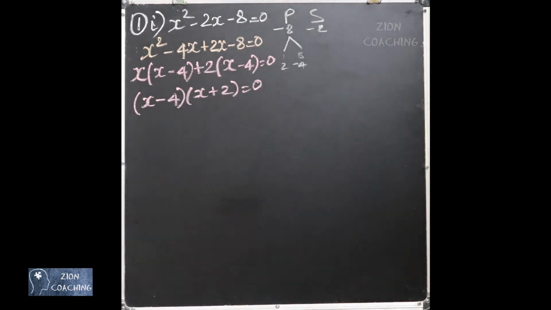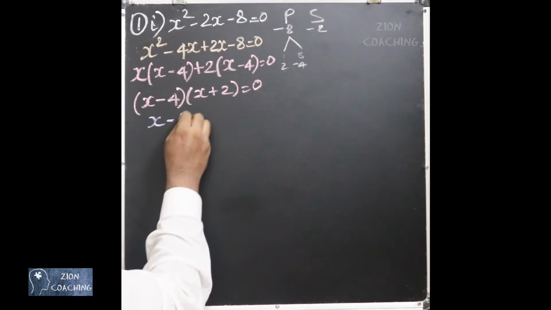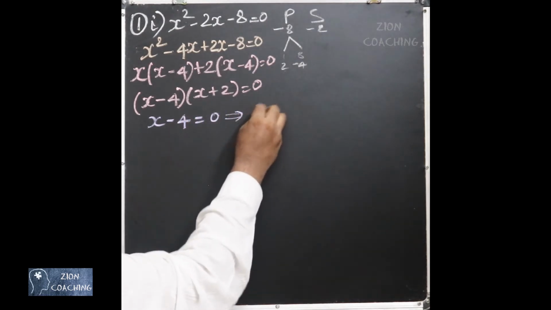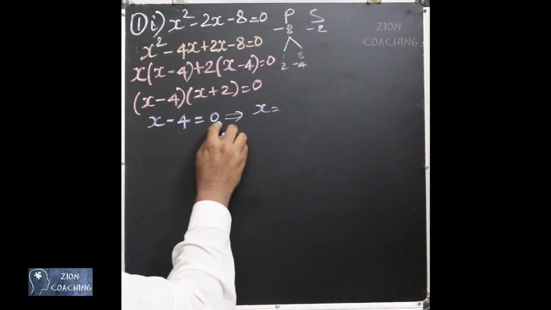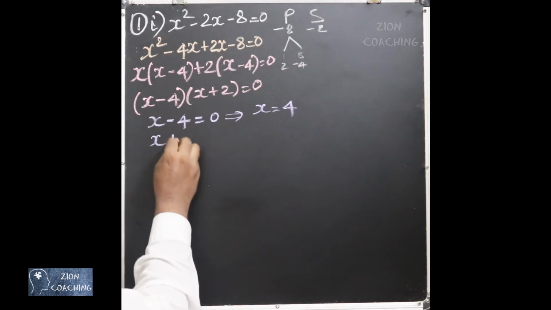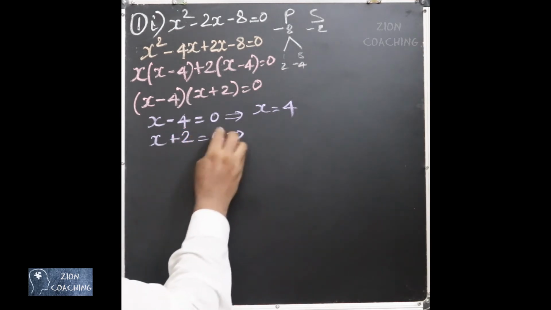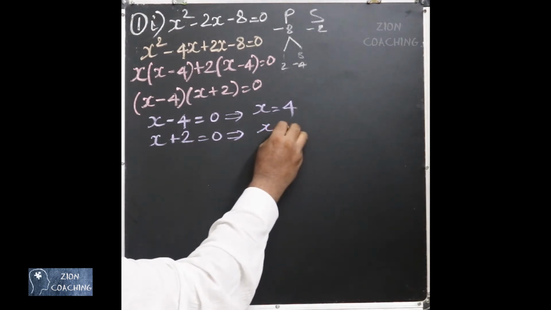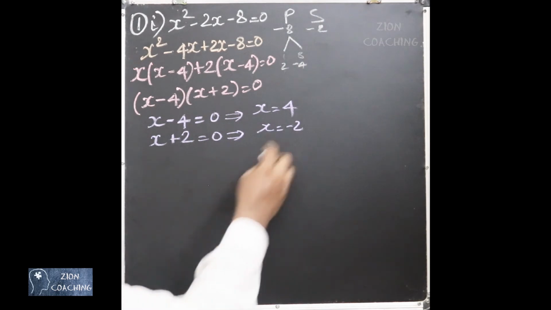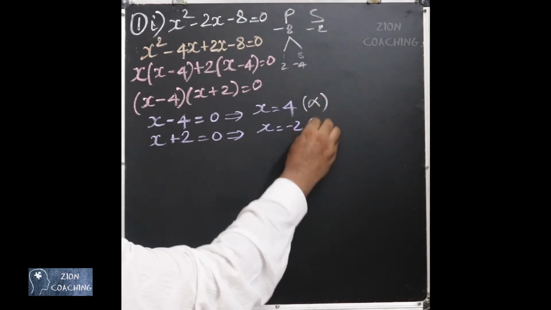When you equate the first factor to 0, x minus 4 equal to 0 implies x is equal to, when you take the minus 4 to the other side it will become plus 4. Then x plus 2 equal to 0 implies, take this 2 to the other side, then you will have x is equal to minus 2. Now the first value of x is your alpha and the second value of x is your beta.